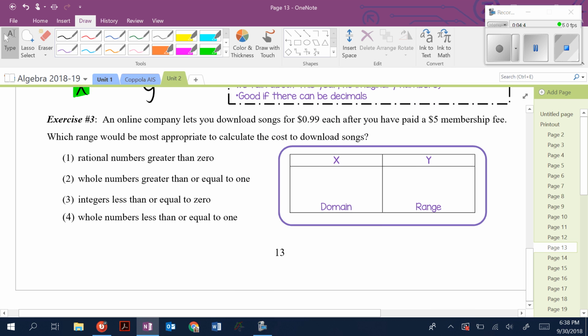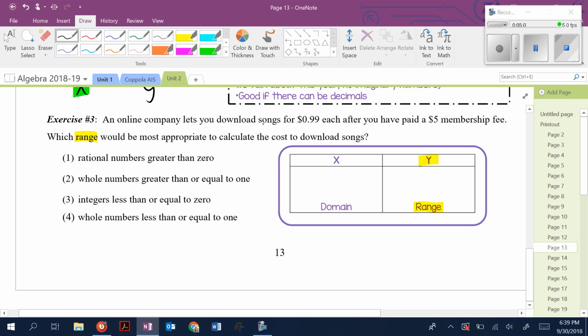Okay, here's exercise number 3. An online company lets you download songs for 99 cents after you have paid a $5 membership fee. So what range? Okay, so we're dealing with range here. We're dealing with the y value. So if I were to label a table of values, here's another way of thinking about it. What would you put in for the x's and what would you put in for the y's?